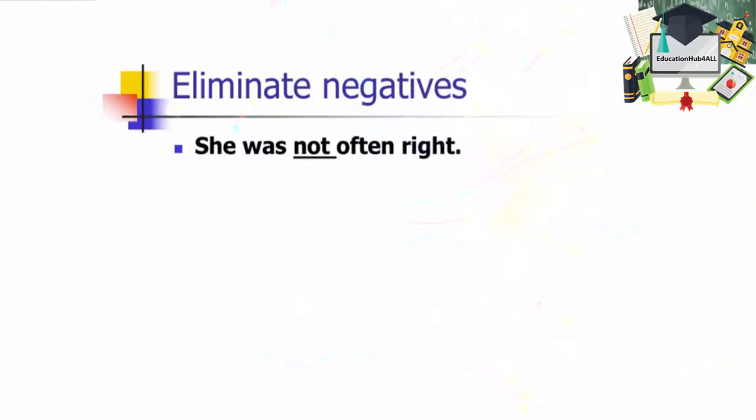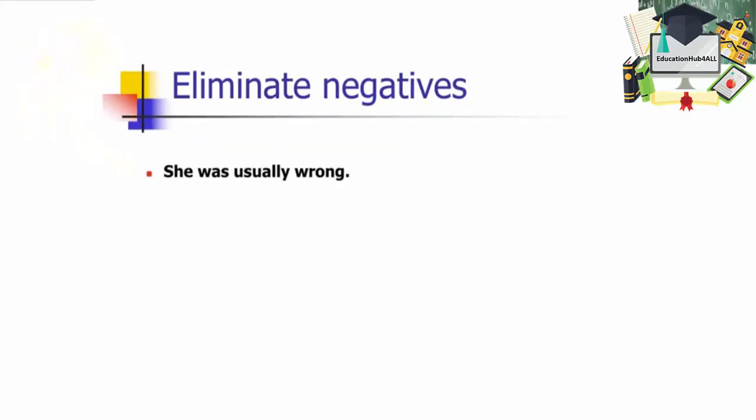But things like, she was not often right. There's a way to turn that into a positive. You can say, she was usually wrong. Whenever you encounter a not in your writing, see if you can turn it into a positive. You can almost always do it, and it's usually much clearer when you use the positive construction.